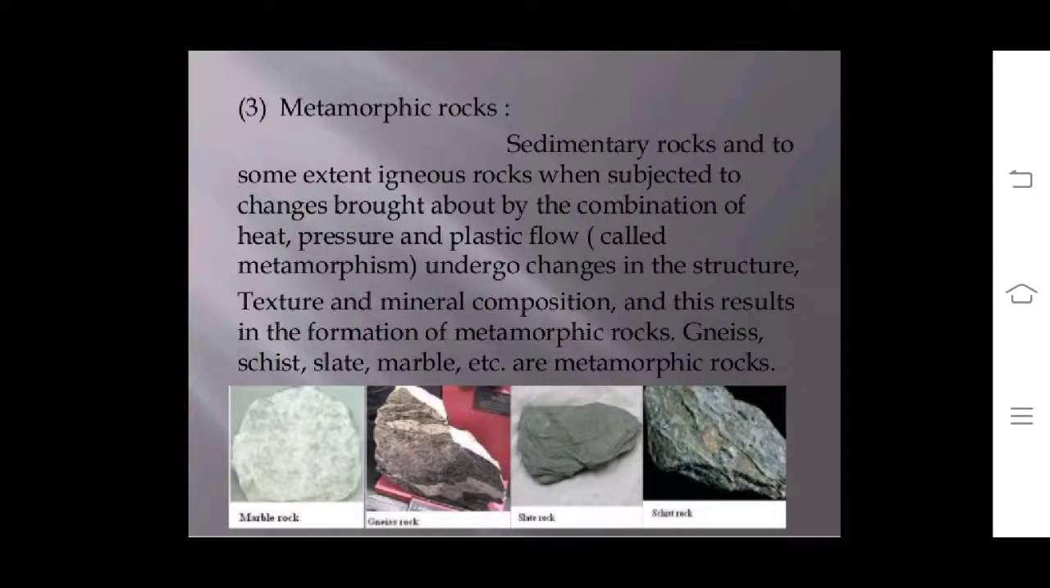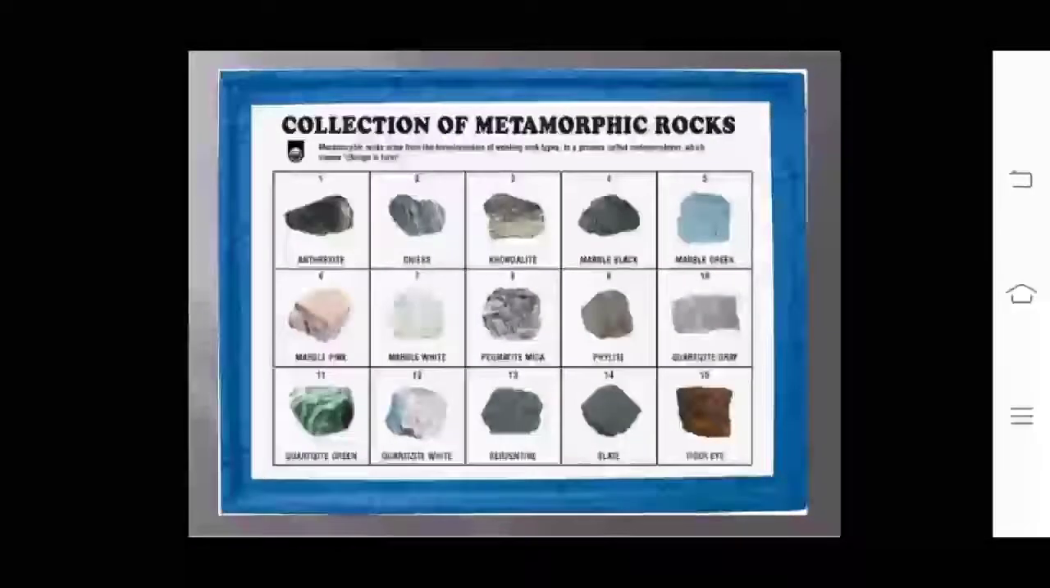Metamorphic rocks. Sedimentary rocks and, to some extent, igneous rocks, when subjected to changes brought about by the combination of heat, pressure, and plastic flow, called metamorphism, undergo changes in structure, texture, and mineral composition, and these result in the formation of metamorphic rocks. Gneiss, schist, slate, marble, etc. are examples of metamorphic rocks. These are some metamorphic rock examples.